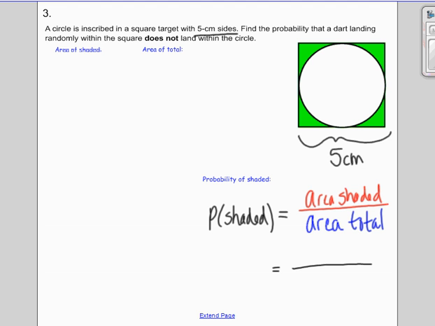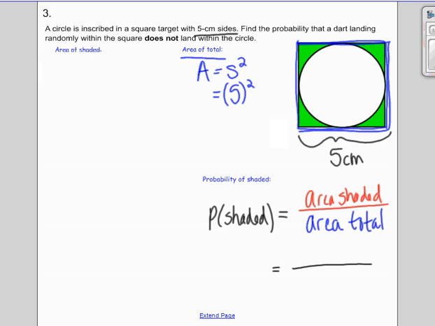That's my goal. So I need to figure out what those two numbers are, just like with the traffic light problem. So what I do first, and this is just me, is I find the area of the whole thing. That's just what I do every single time. So if I'm looking at the area of the total, that's this entire shape. And this shape is a square, so the formula is side squared. And since the side is 5, I'm going to plug 5 into that formula. So the total area is 25 centimeters squared. So that's what's going to go down over here for the area of the total.